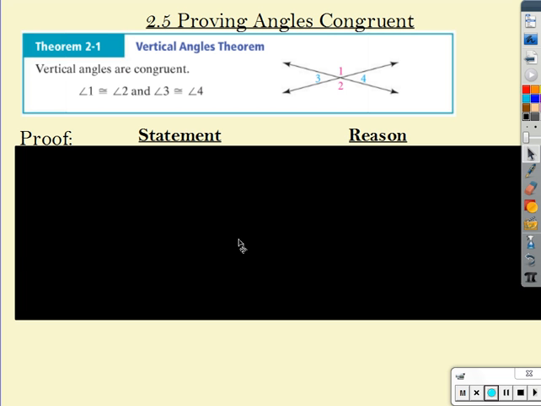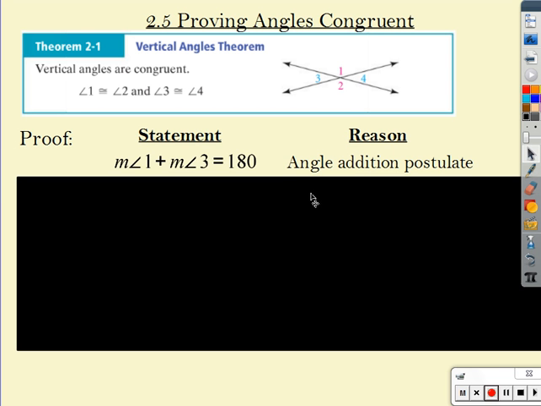So we have this drawing here. We've got two vertical angles, and we want to prove that those two vertical angles are congruent. And we're going to start off here with the measure of angle 1 plus the measure of angle 3 is equal to 180 degrees. And we know that because of the angle addition postulate.